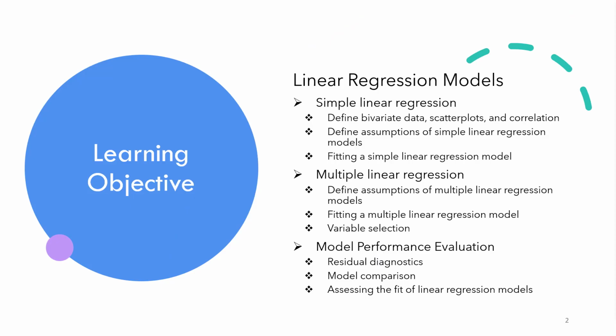Here are this week's learning objectives. First, we will talk about simple linear regression. So we're going to talk about bivariate data, scatter plot, and correlation. And also, we're going to define the assumptions for the linear regression model and how you can fit the model.